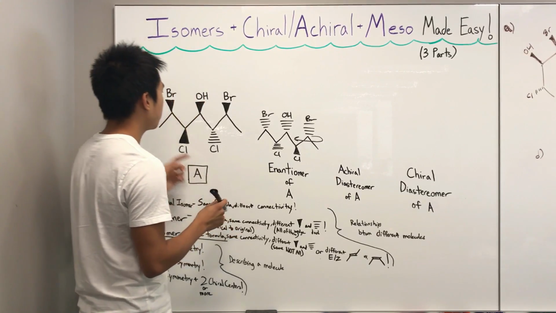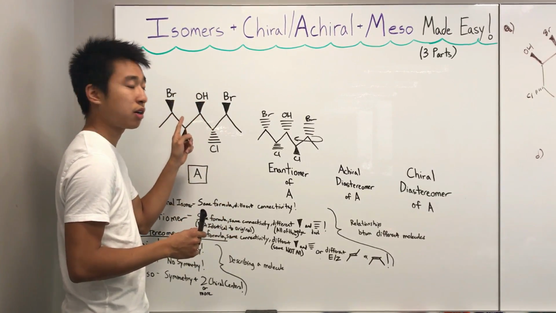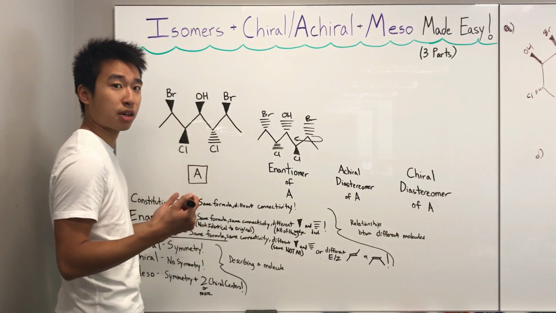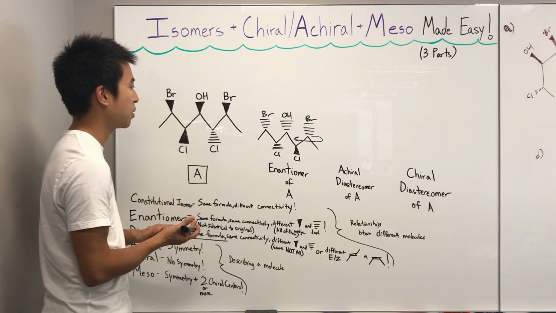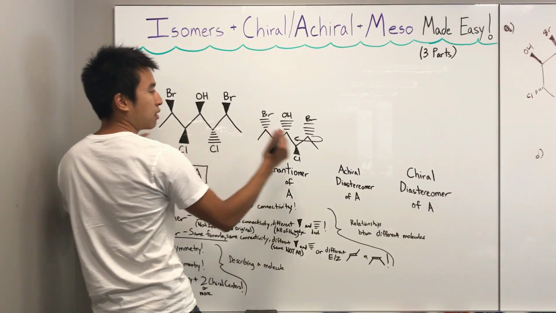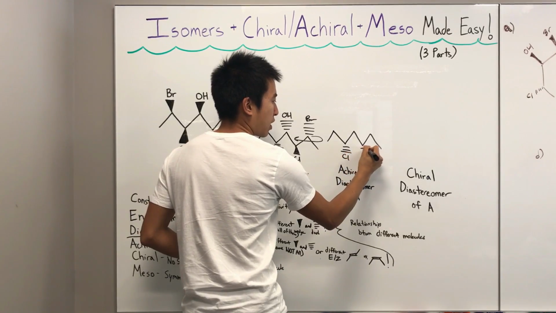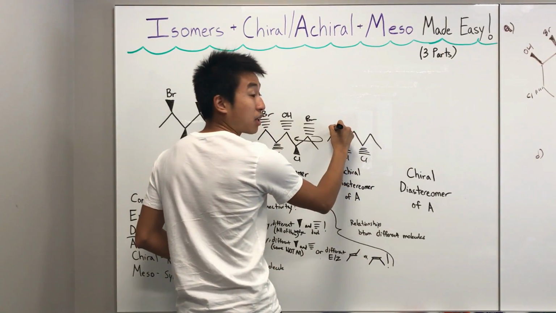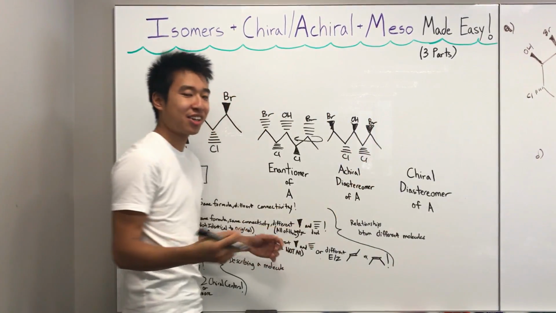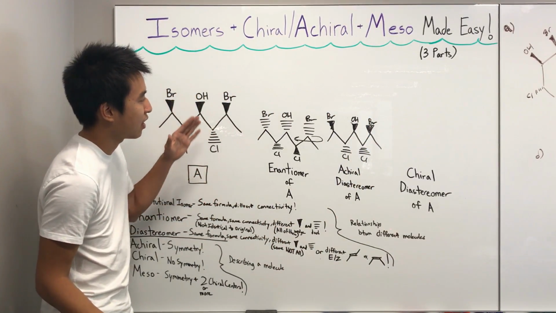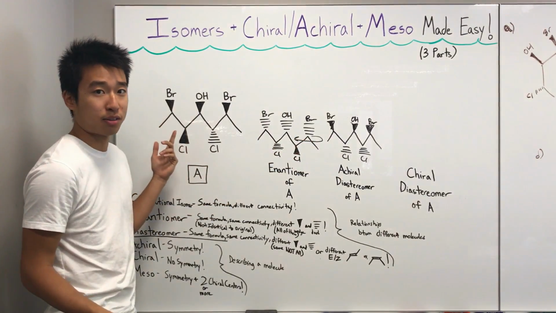So here we go. How can we change the wedging and dashing here, one or more, and make it symmetrical at the same time? So there's actually quite a few ways to do that. And one way of doing that is by flipping this Cl. So I'll show you. If you turn this into a dash, then the molecule becomes symmetrical. Alright, so here we go.